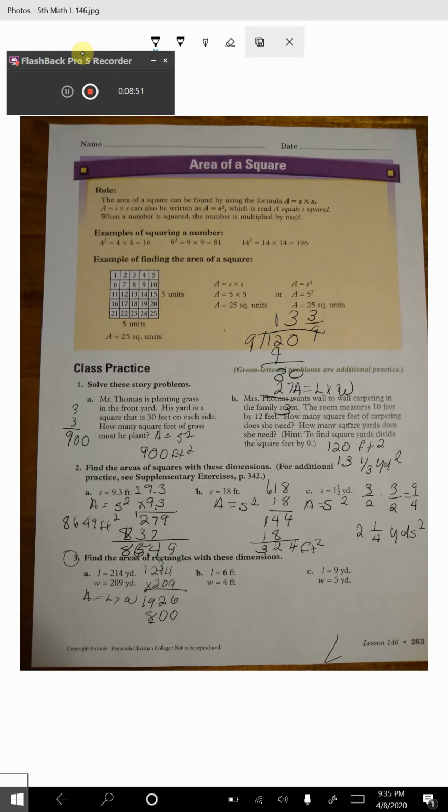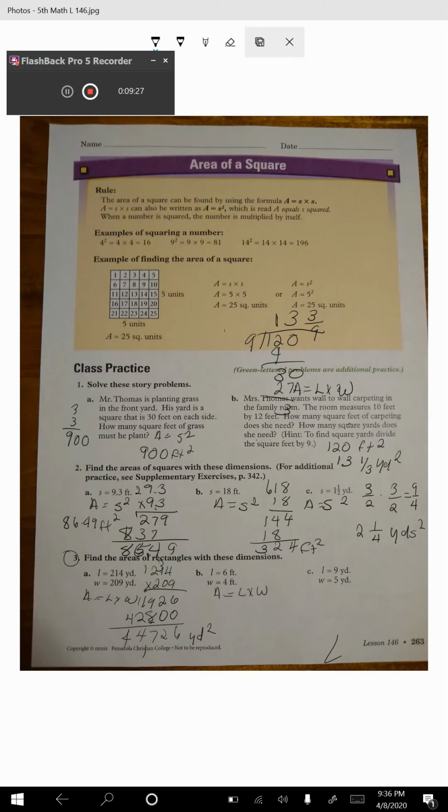Is that a 1? Can't read my own writing. And 4. Did I get that right? 8, 2, yeah. 6, 2, 17. For that 44,726. Am I correct? I am. Is that what you got? And this is yards squared. All right. Nice, easy one.